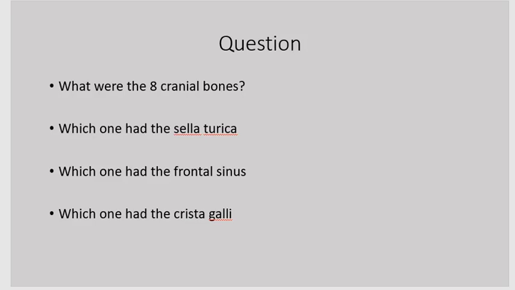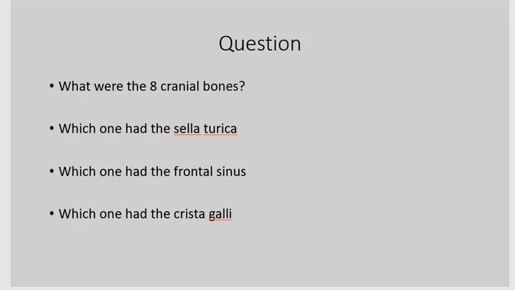Okay, so that's it for the cranial bones. There were 8 of them. Can you remember them? Frontal, parietal, occipital, temporal, sphenoid, ethmoid. Which one of those had the sella turcica? That's the sphenoid. Which one had the frontal sinus? That's going to be the frontal bone. And which one had the crista galli? The ethmoid.